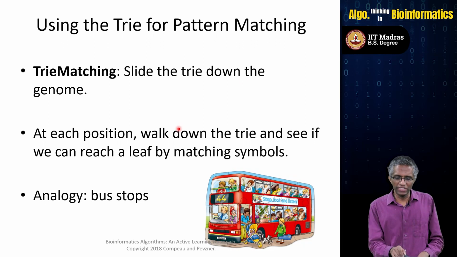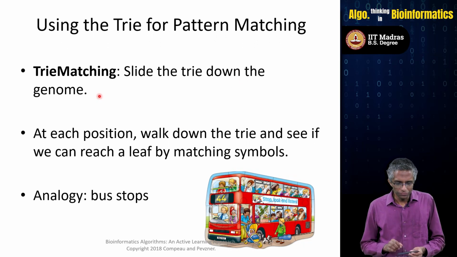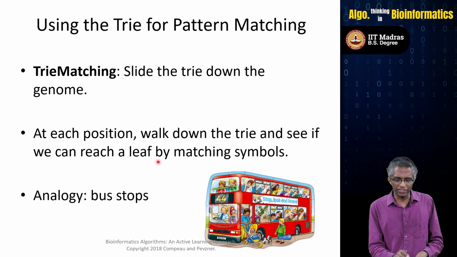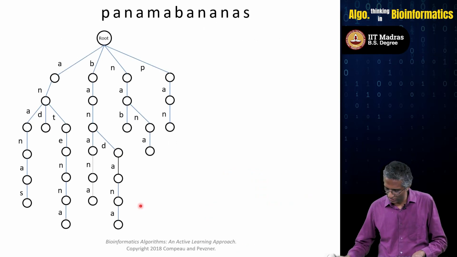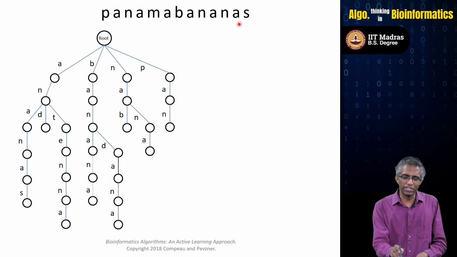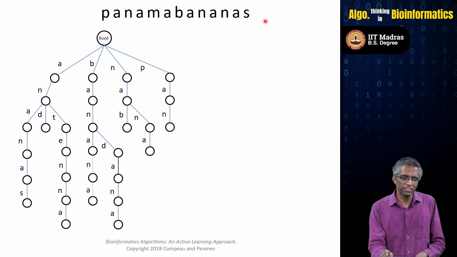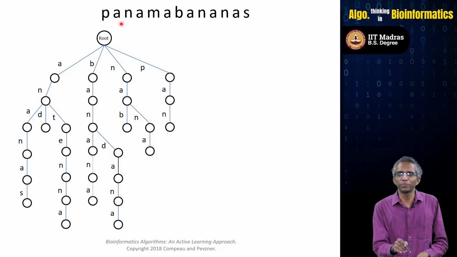So you want to slide this trie down the genome. At each position you want to walk down the trie and see if you can reach a leaf by matching the symbols. Analogy is like bus stops, right? Let's just look at this. Panama bananas is our genome here, right? And then we are going to now see if at this position 1, if any of these patterns are going to be matching at position 1.